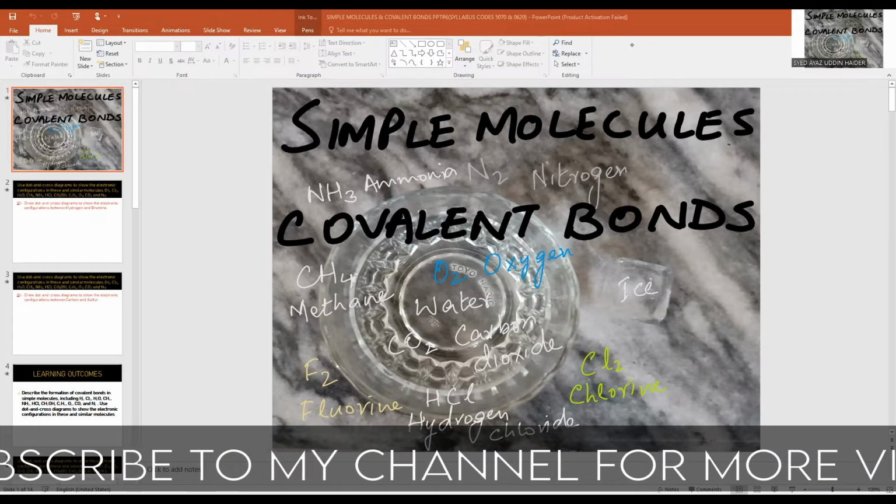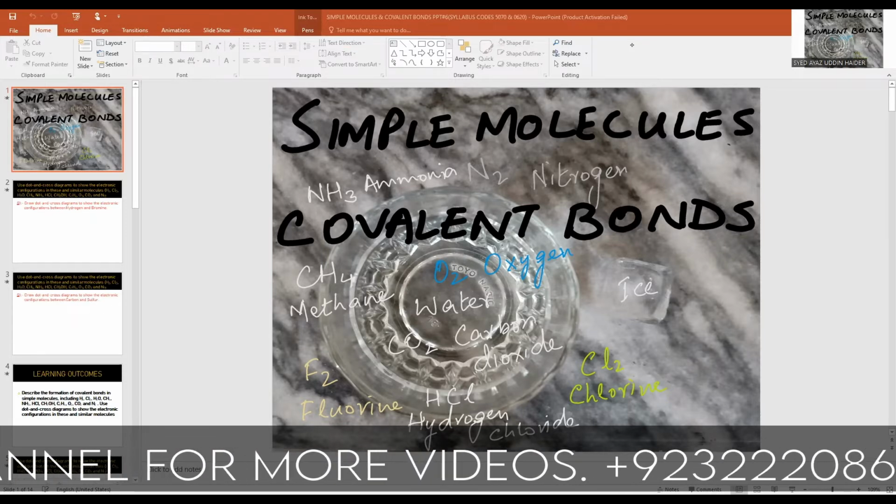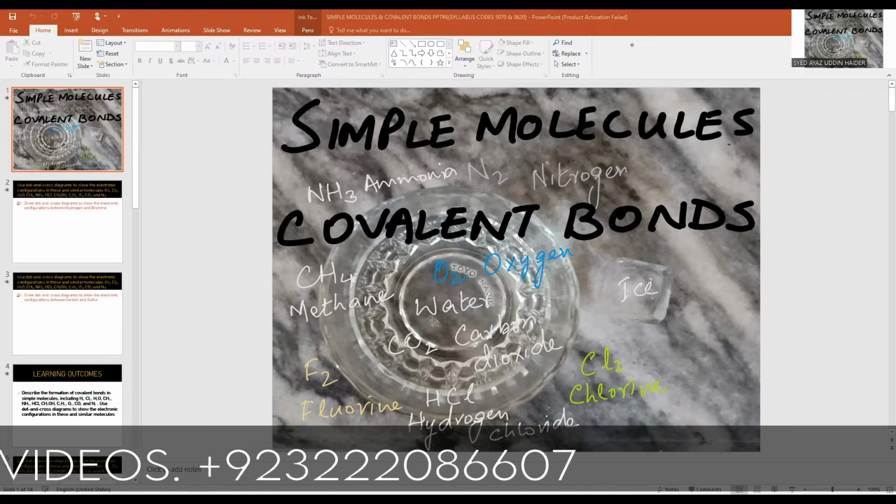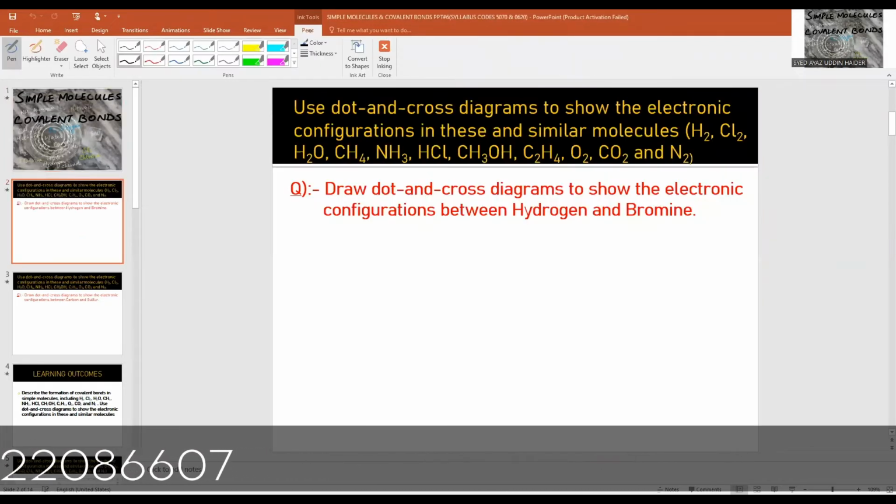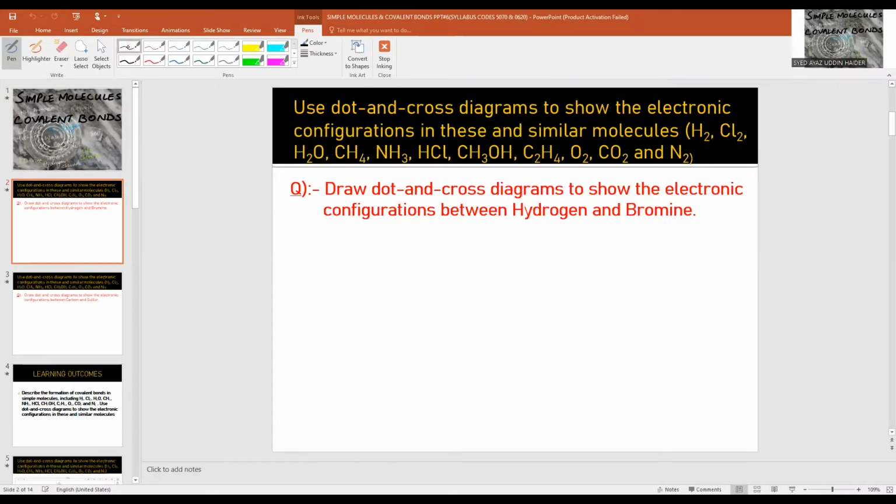I will continue the topic simple molecules and covalent bonds with the solution of the question I asked about dot and cross diagram in the last video. Here's a question: draw a dot and cross diagram to show the electronic configurations between hydrogen and bromine. Recall the valencies of hydrogen and bromine.